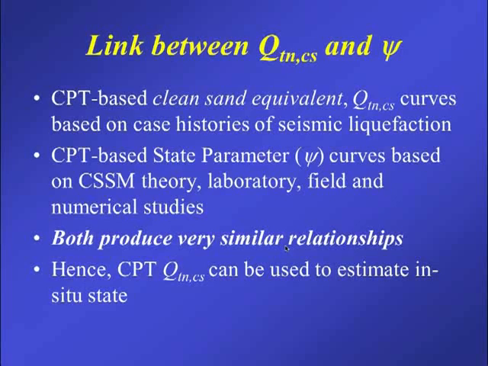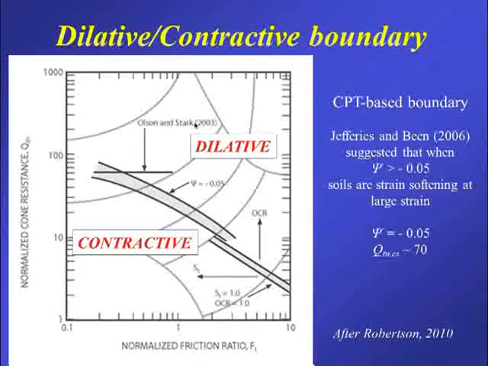If we look more generally, here's the normalized soil behavior type chart, and you see I've drawn the contour for the state parameter of minus 0.05. Now I've shown a band here because it's not a precise location. There is some variability, as Jeffries and Been have shown. It will depend on factors such as in situ stress and stiffness and plastic hardening, etc. So it's not a perfectly well-defined line.